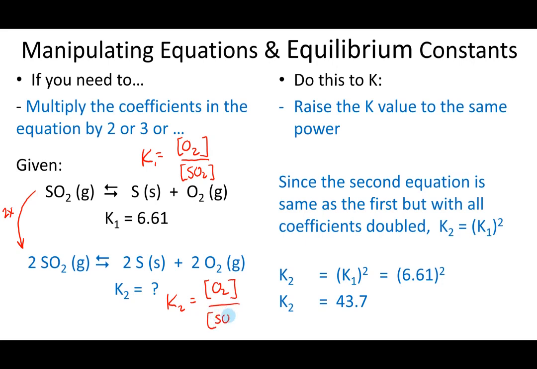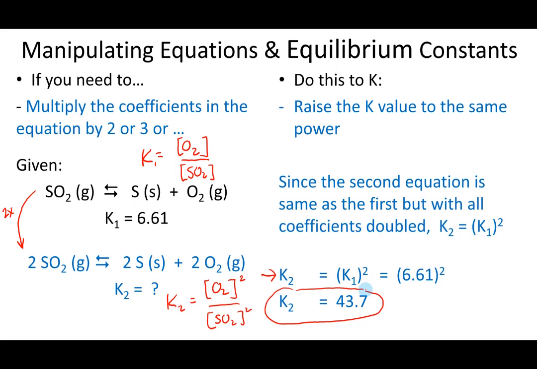But because we've doubled the coefficients, we would also be squaring each of those concentrations. So if we compare K1 and K2, K2 is simply K1 squared, right? We've taken the same exact concentrations and squared them. And so as you see here, K2, our second equilibrium constant, is going to be the same as the first one, but squared. So to calculate that, we just take 6.61, which is our given K value for the first equation, and we'd square it, so 43.7. So for any multiple, you can take your original K value to that power.